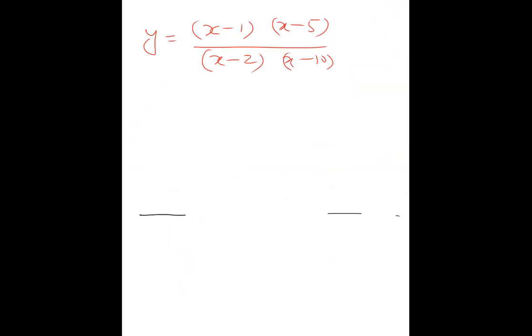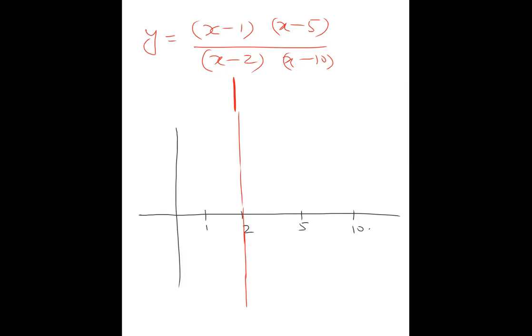This is the axis. The points are 1, 2, 5, 10. Now, these 2 and 10 are the points where the denominator is tending towards 0. So we have to draw the line parallel to the y-axis. Whenever the denominator term is going to 0, you have to draw the line parallel to the y-axis at 2 and 10.